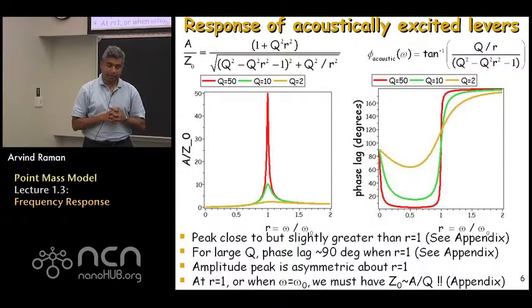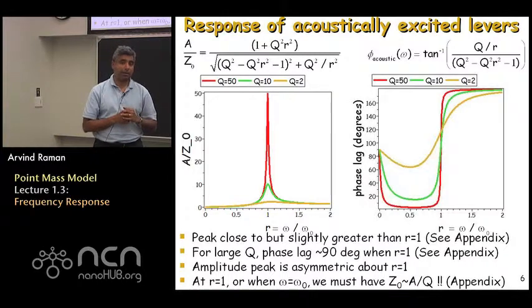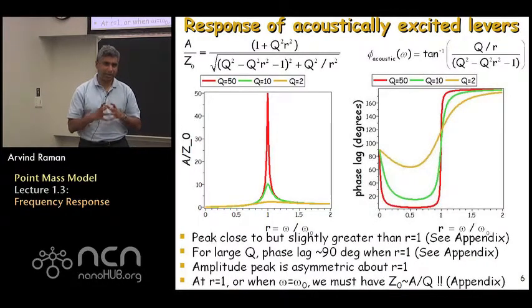But if you look a little carefully, the peak is not located at R equal to 1 exactly. At very high Q values, it does appear to be dead on 1, but as Q goes down, especially if you focus on Q equal to 2, you actually find that the peak of the measured amplitude occurs at a frequency slightly larger than omega naught. And this is again described in the appendix in some detail.